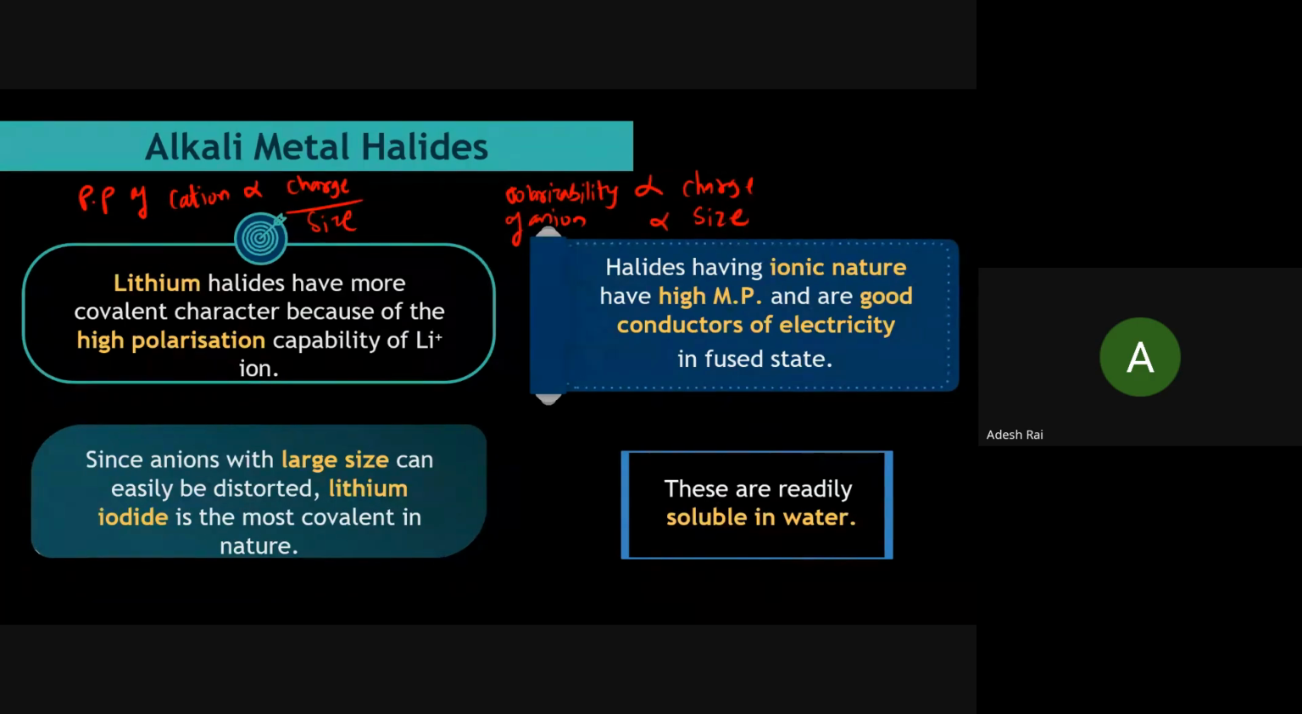So lithium has the smallest size among all the alkali metals. Therefore, it will have the highest polarizing power of cation. Is that clear? Understood. Now read this part.